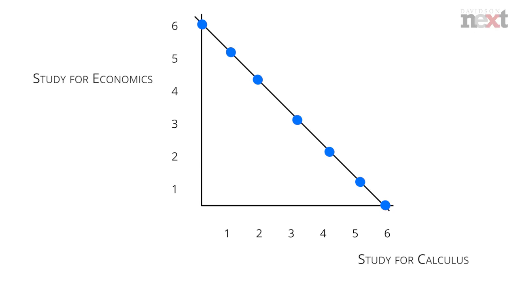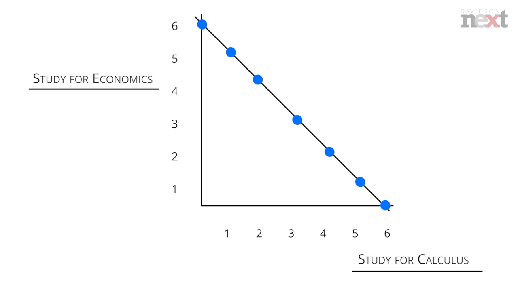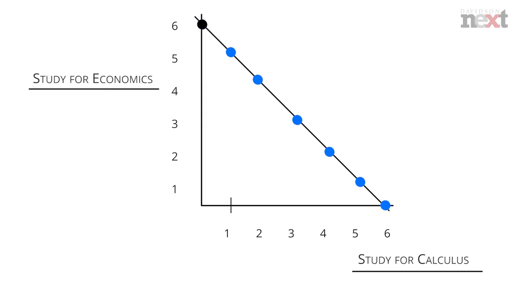We would have hours of study for econ on one axis and hours of study for calculus on the other axis. If you choose to study for 6 hours, then there would be no time to spend studying for calculus. So if you study for econ for 6 hours, this is the point that would be relevant. And I can plot it on this model. If you choose, however, to devote 1 hour to studying for calculus, then you would have 5 hours to study for econ, and I can plot that point.